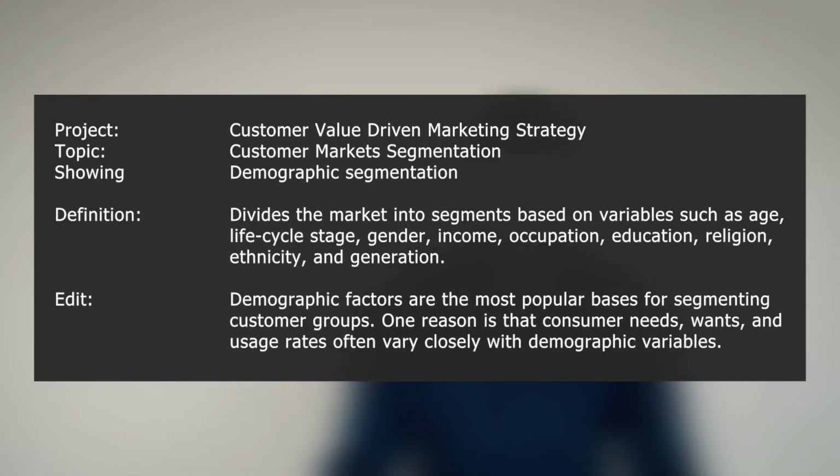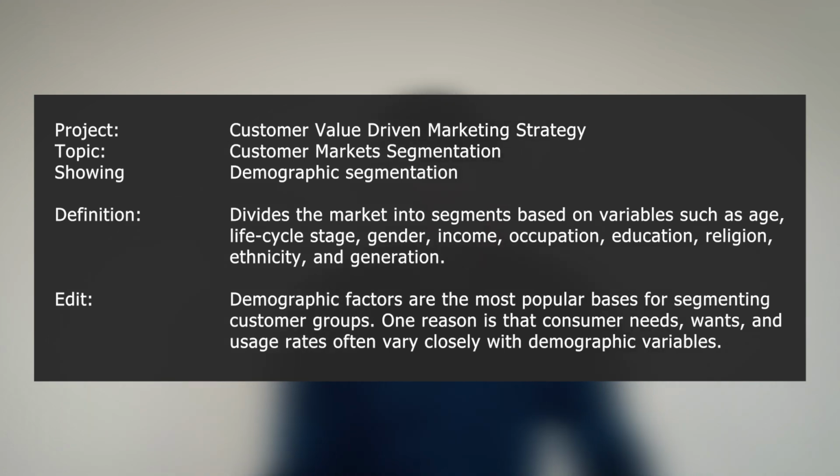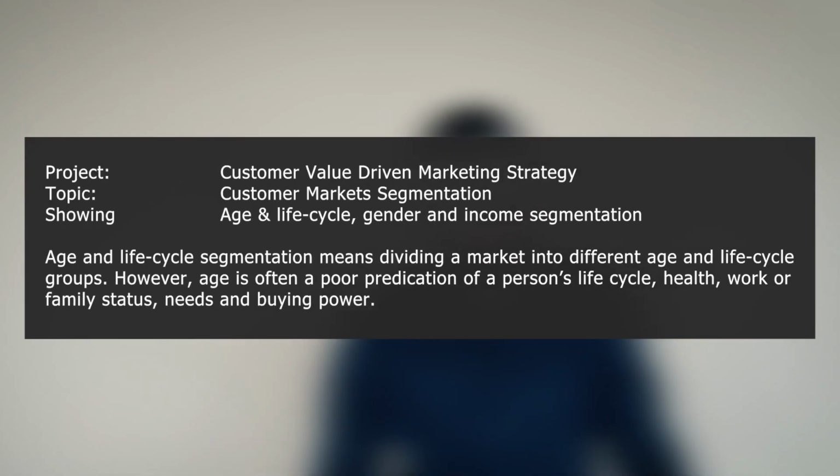Demographic segmentation divides the market into segments based on variables such as age, life cycle stage, gender, income, occupation, education, religion, ethnicity, and generation. Demographic factors are the most popular basis for segmenting customer groups. One reason is that customer needs, wants, and usage rates often vary closely with demographic variables. Within demographic segmentation, we should also address age and life cycle segmentation, gender segmentation, and income segmentation.